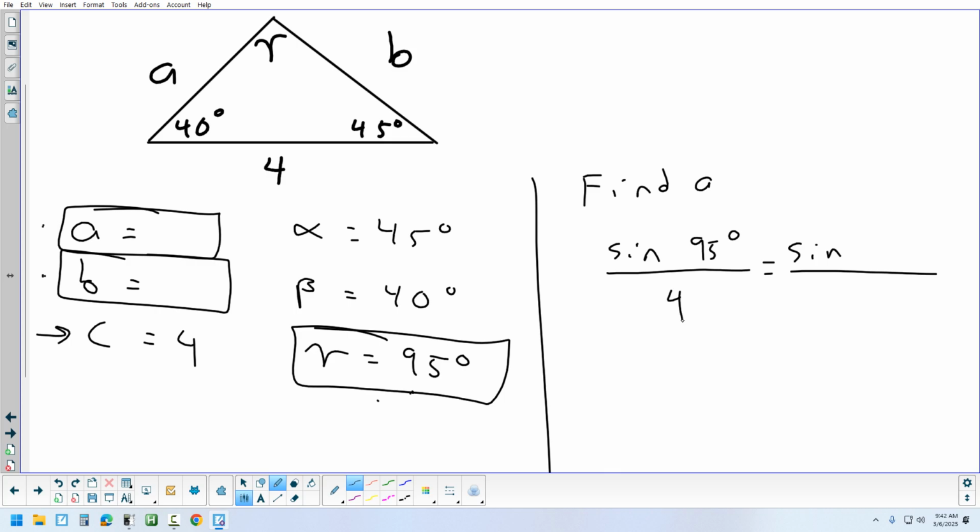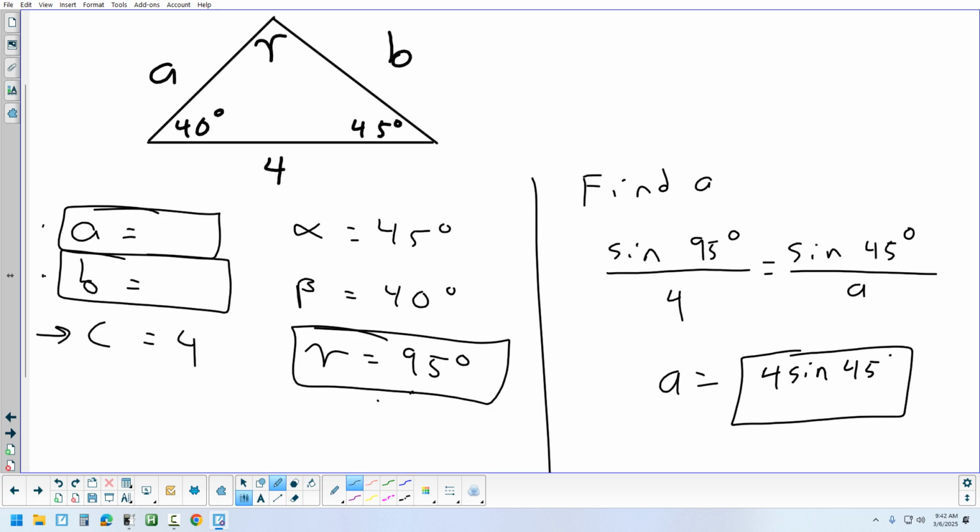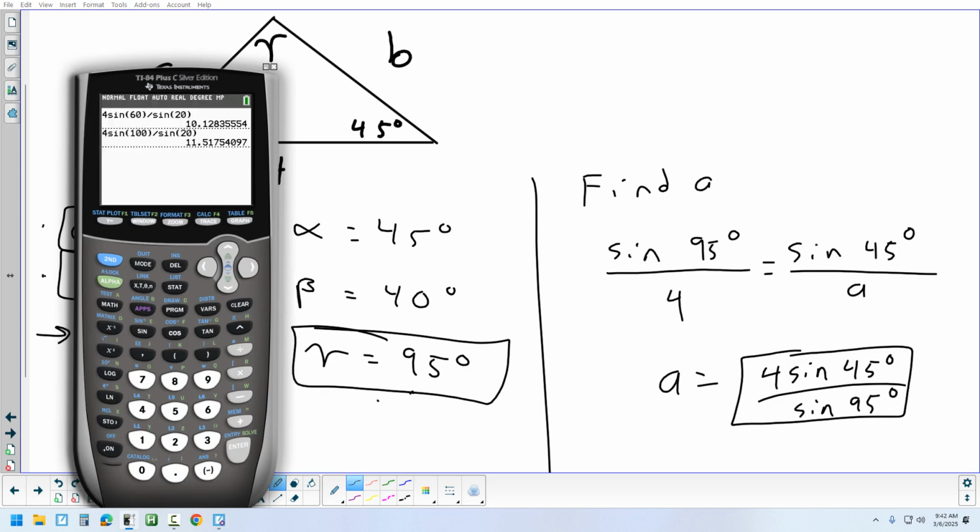Oh, then sine 45 over A. And what's on this side? Sine 45 divided by A. Yep. Okay. When I solve for A, can somebody tell me what A is going to equal when it's all by itself? Yep. A is going to be 4 sine 45 over sine 95. Perfect. So 4 sine 45 divided by sine 95. Okay, so that's A, 2.839.